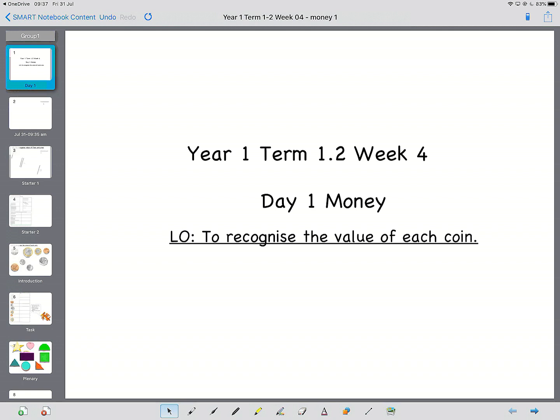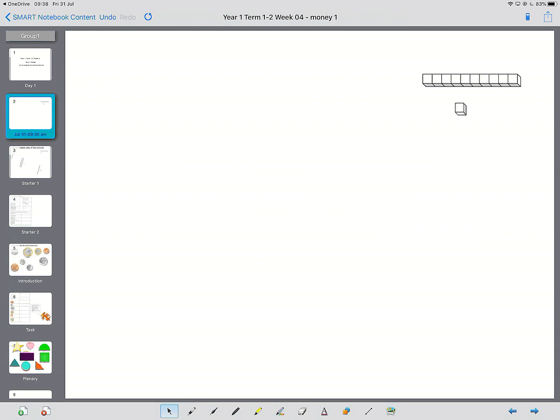Today we're going to be focusing on money, and we're going to be doing that for the rest of the week. And we're going to be relating that to some of the other work we've been doing earlier in the year. So, to start with, I've got a bit of a challenge. Can you write down, or tell your grown-up, the values that I'm going to make?